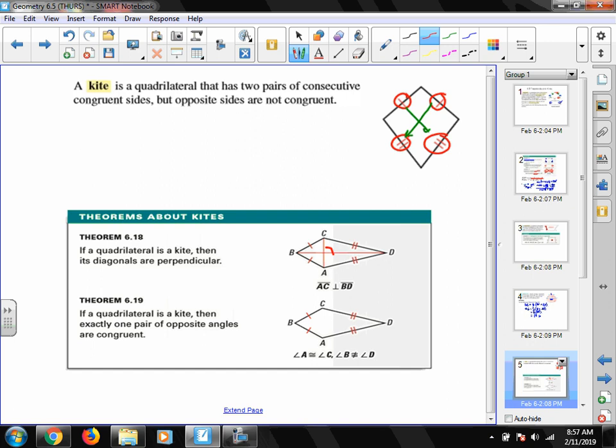Then, if a quadrilateral is a kite, then exactly 1 pair of opposite angles are congruent. It is going to be the angles that are made by 2 non-congruent sides. So angle A and angle C are going to be congruent. Angle B and angle D are not congruent. They cannot be. Again, it's just how we set up kites. So it's always the 2 angles made up by 2 non-congruent sides, angles A and C.